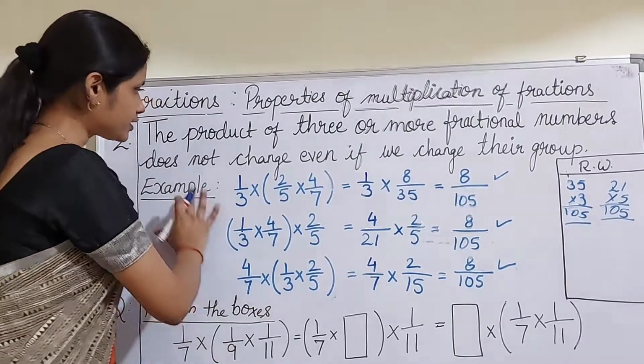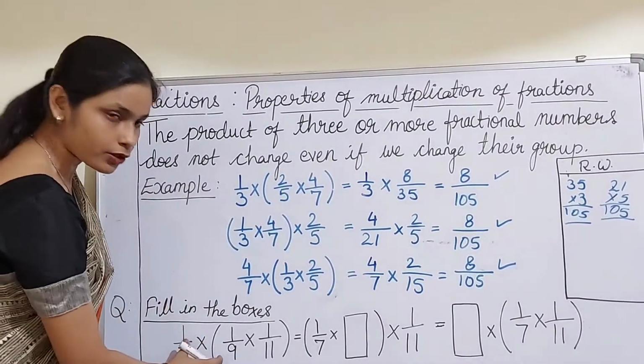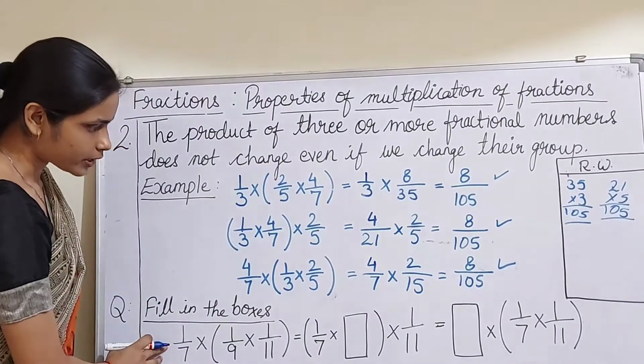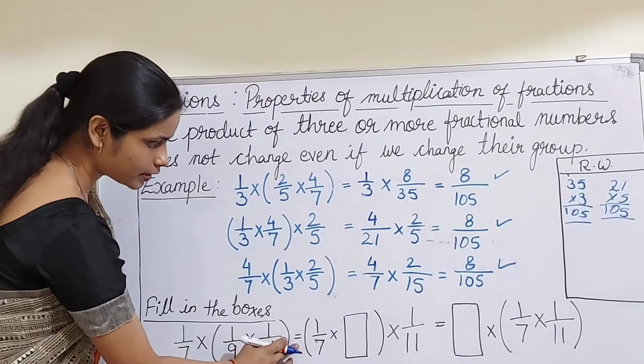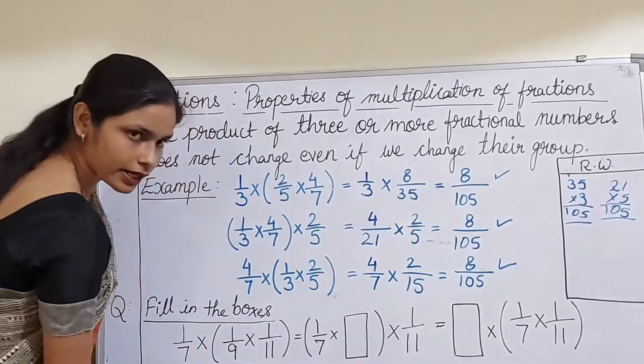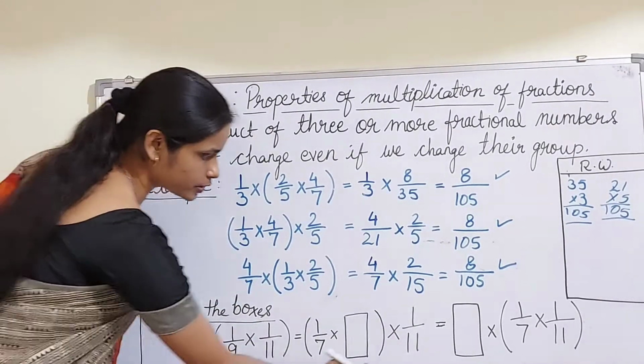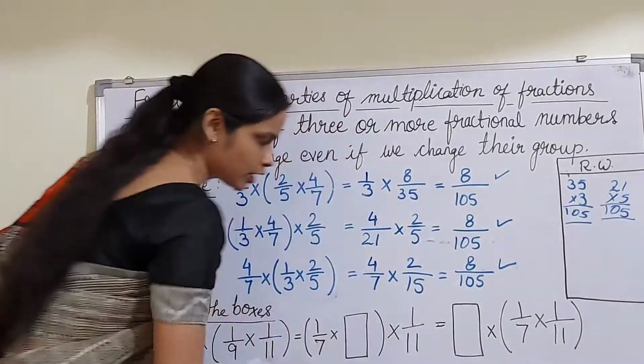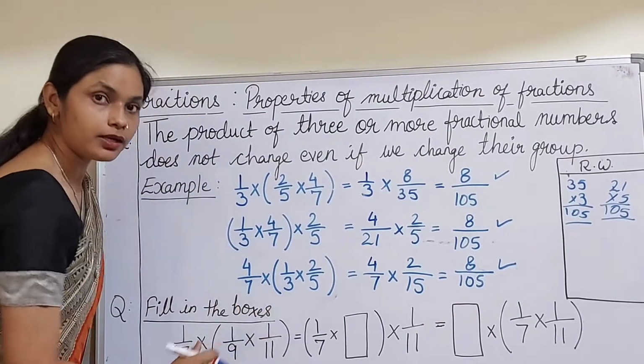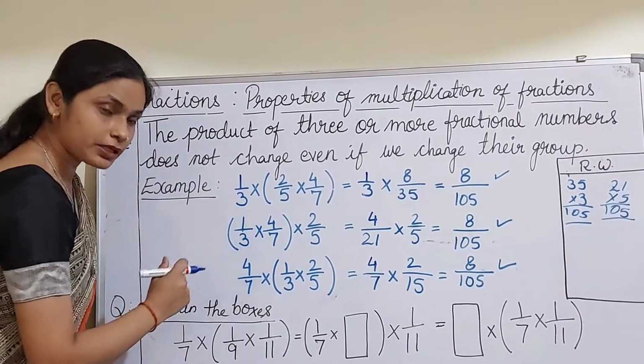Okay. So this was the second property. Now let us apply this to a question given here. Now here you can see the sign of equal to here and here. So we have three parts here. This part equal to this part equal to this part. It means all the three parts should be equal. When will the three parts be equal?